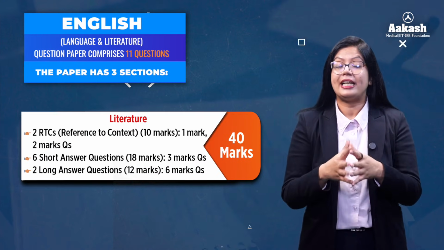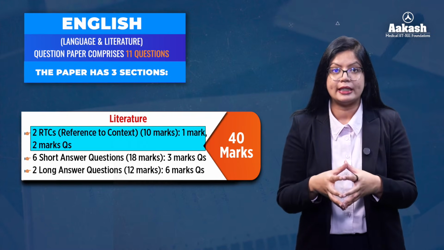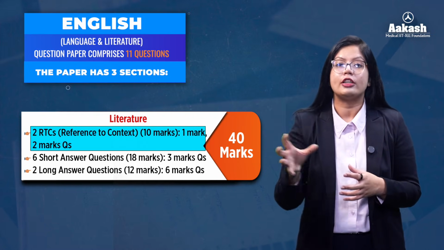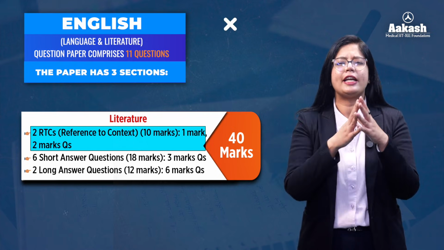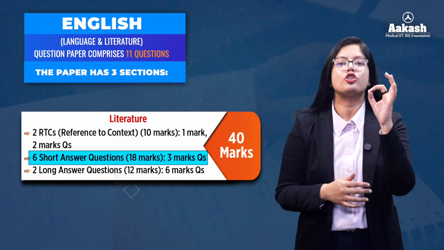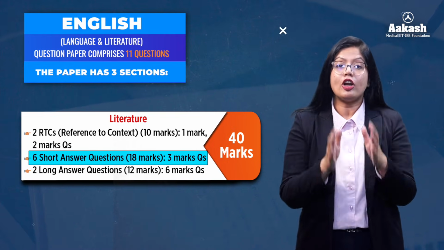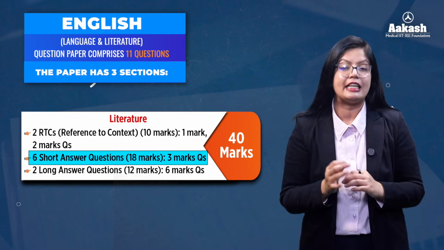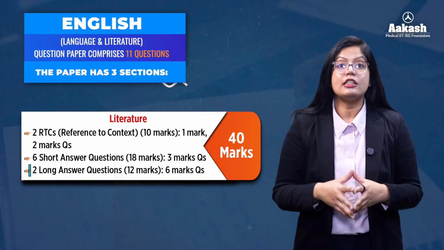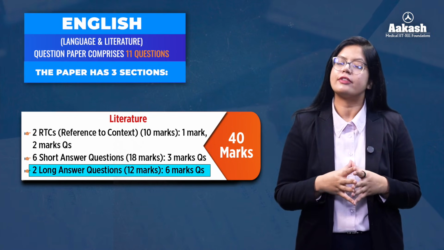For literature, the weightage is 40 marks. You will find 2 RTC questions, which is reference to context. The total marks allotted for RTCs is 10 marks. You will find 1 mark questions as well as 2 mark questions, followed by 6 short answer questions carrying a weightage of 18 marks. Short answers are for 3 marks each. And the last segment is 2 long answer questions carrying 12 marks, where each question is for 6 marks.